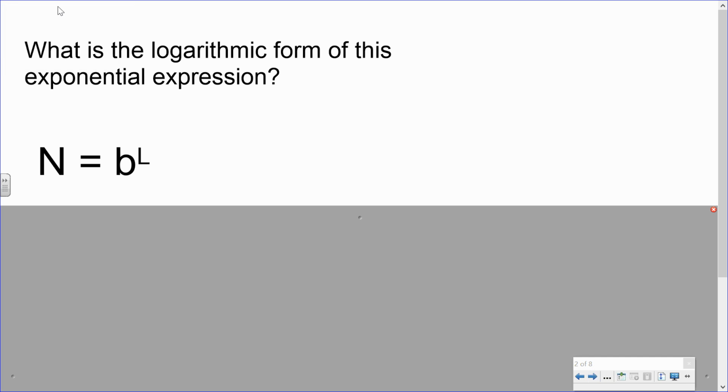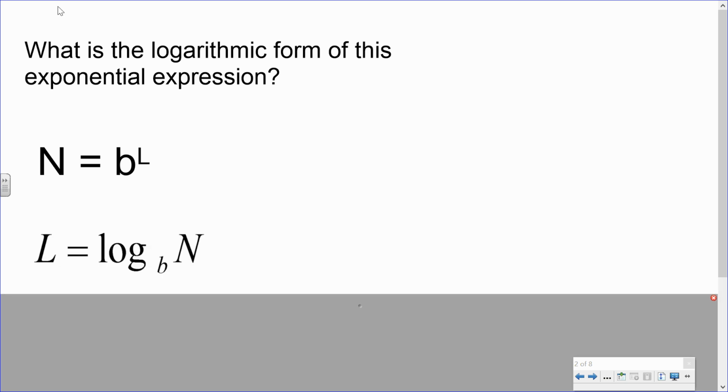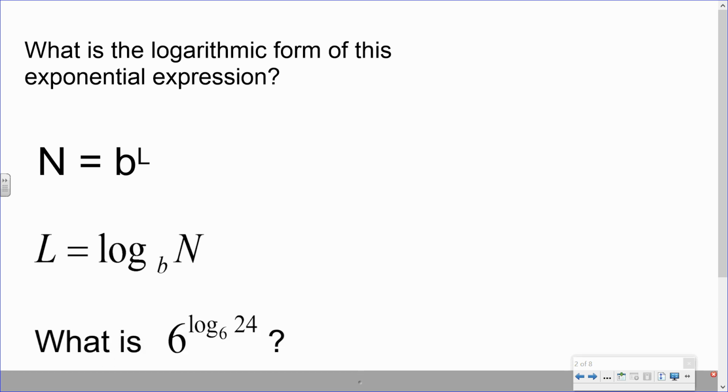What is the logarithmic form of this exponential expression? So I've got it with an exponent. How do I change it so it's log of something? Okay. So log base b of n equals L. Okay, so we know that much.